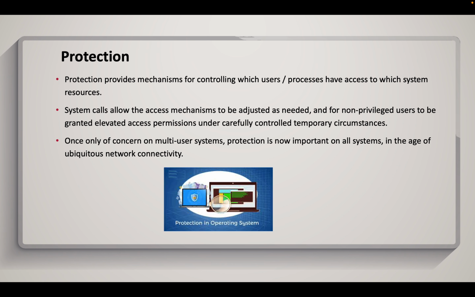Protection. The next type of system call. Protection provides a mechanism for controlling which users or processes have access to which resources. System calls allow the access mechanism to be adjusted as needed, and for non-privileged users to be granted elevated access permissions under carefully controlled temporary circumstances. Once only a concern on multi-user systems, protection is now important on all systems in the age of ubiquitous network connectivity.